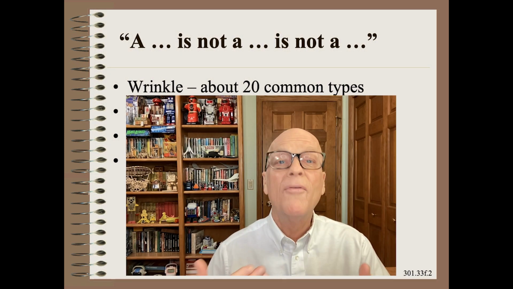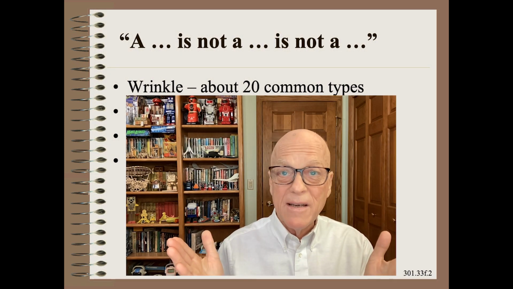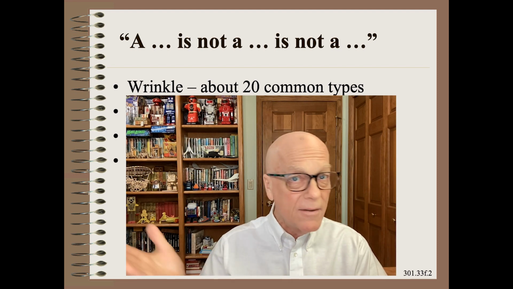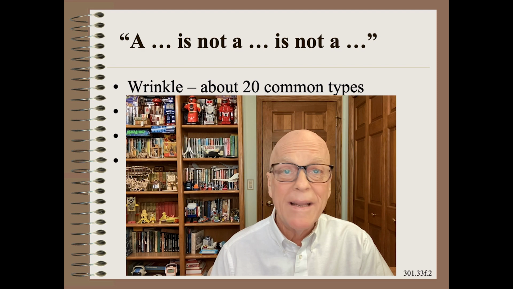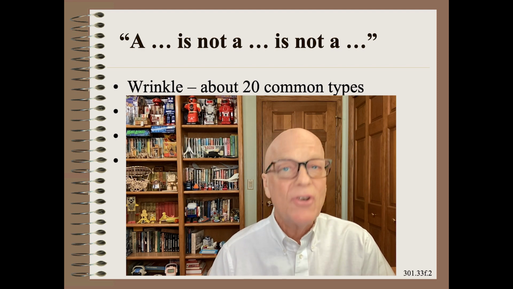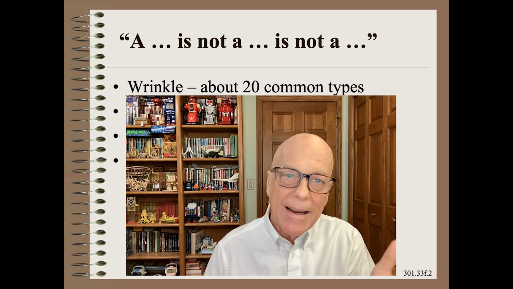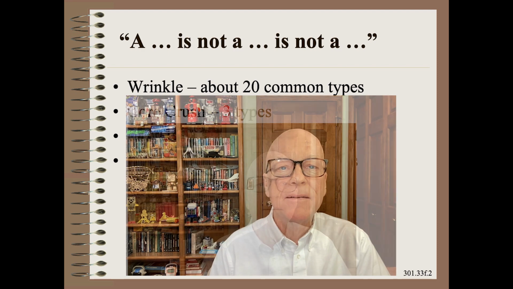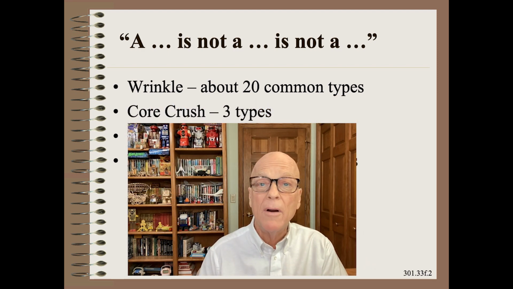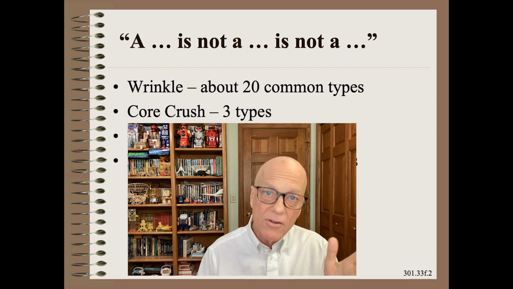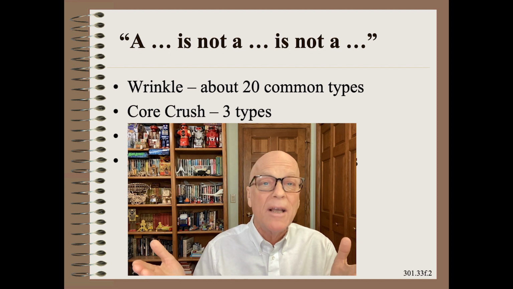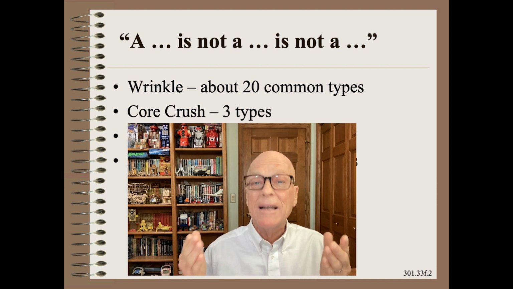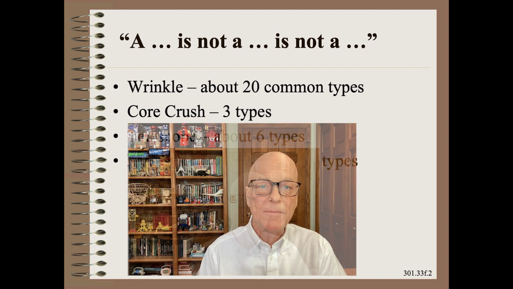Those of you who follow my work will have heard me say many times that a wrinkle's not a wrinkle's not a wrinkle, because there are about 20 common types. Each has its own name, diagnostics, and remedies. The same is true of core crush. There are 3 types. One is a tight defect, another is a loose defect, and another still is not even a winding defect at all. It is a product process design issue.